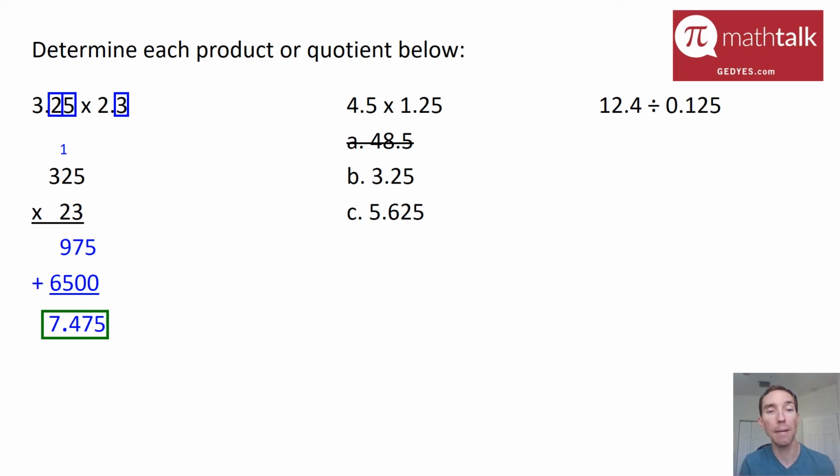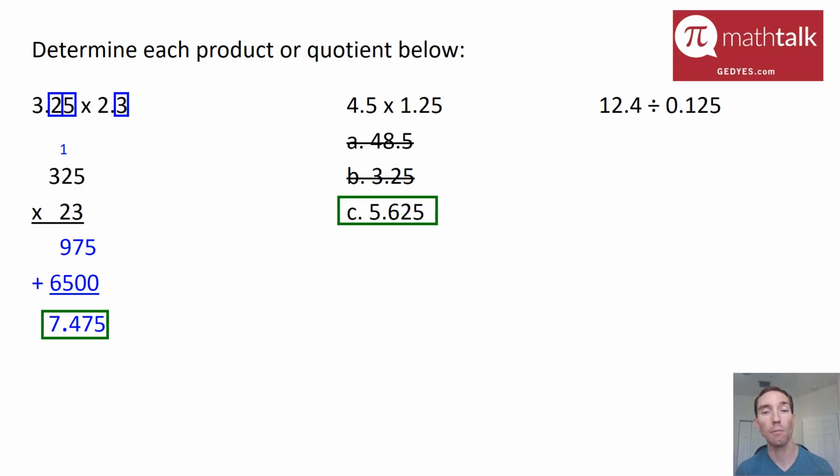If I look at B, I have a number 3.25. Well, I'm taking 4.5 and multiplying by a number that's bigger than 1. So my answer choice really needs to be bigger than 4.5. So 3.25 is clearly out, which leaves option C, 5.625 as the only possible answer choice that I could have. And so by process of elimination, C is the answer.